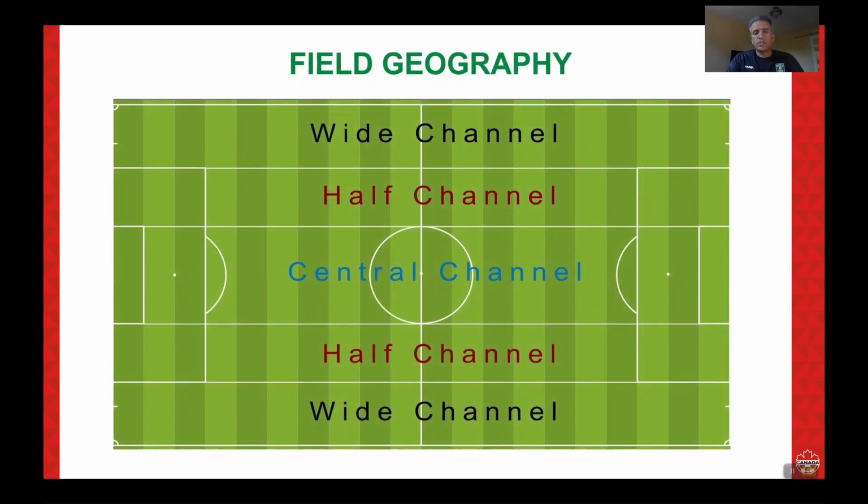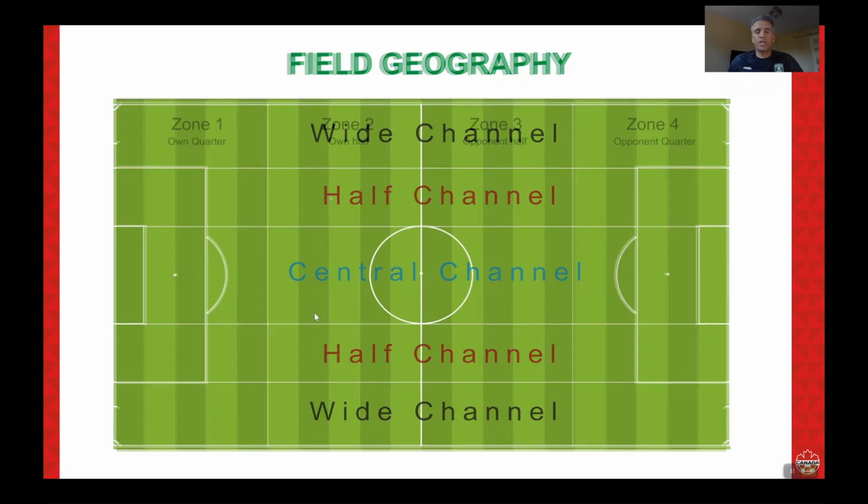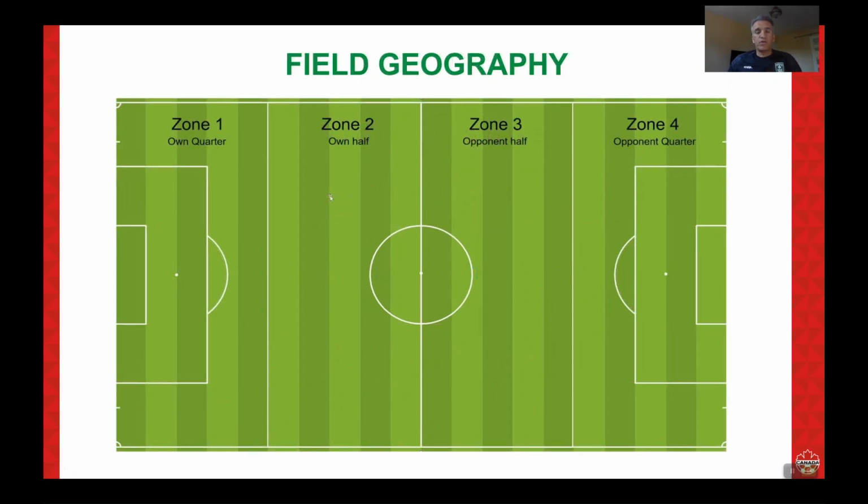Let's talk about the field geography. I divide the field horizontally into 5 different channels. In the middle, there's a central channel, 2 half channels around the central channel, and 2 wide channels. Vertically, I divide the field into 4 zones: zone 1 and 2 in our half, zone 3 and 4 in the opponent's half. Zone 1 is a build-up zone, zone 2 is build-up and creation, zone 3 is creation, and zone 4 is the final act.